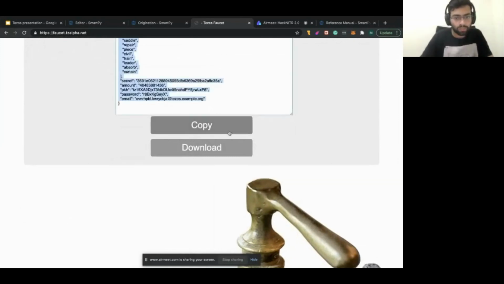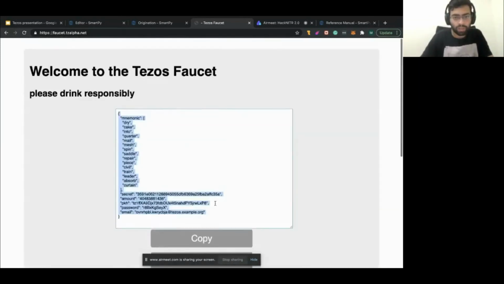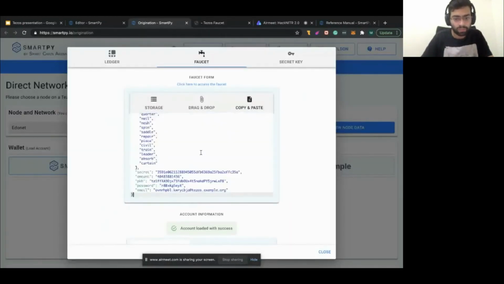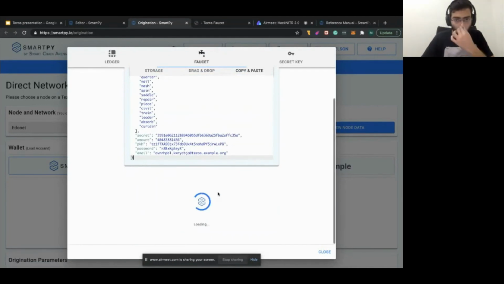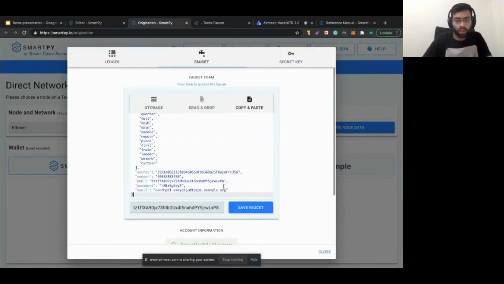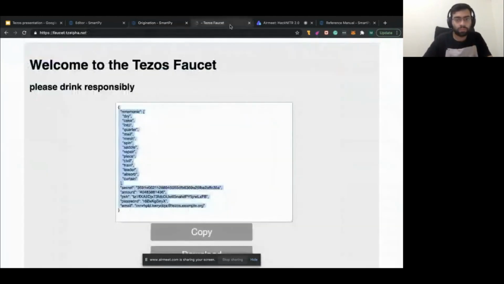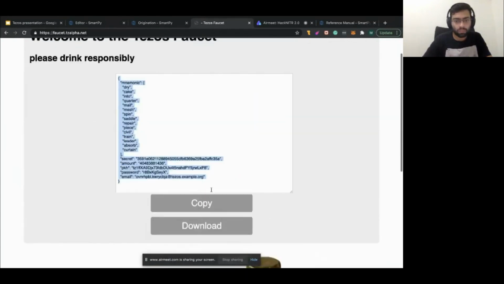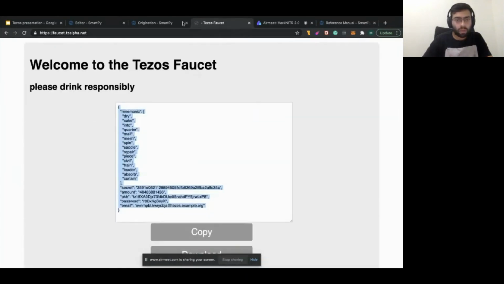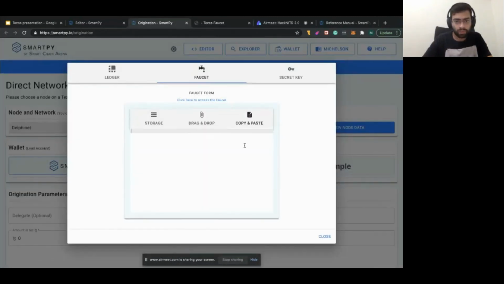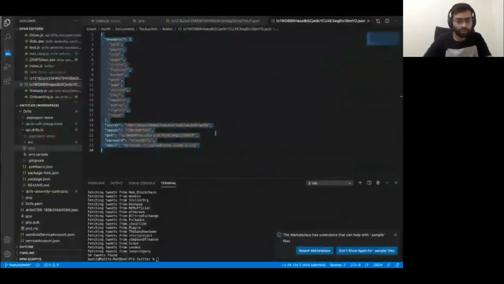Right, I've copied this. I think this is the account that has balance now. So let's see if this works. Nah, didn't work. All right, I'm kind of guessing that this is not going to work unless it's going to check if this works.